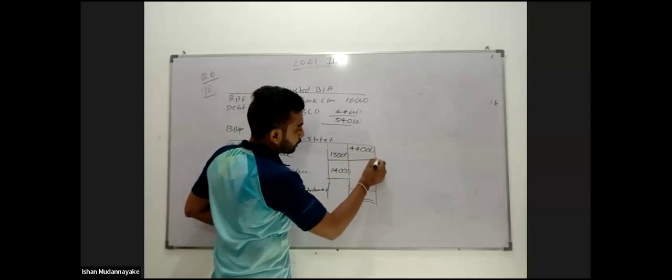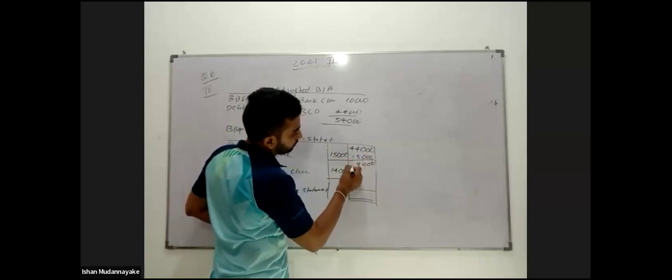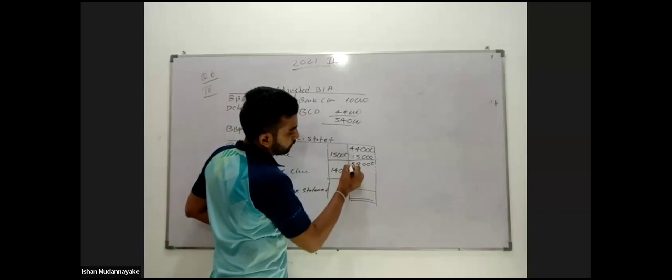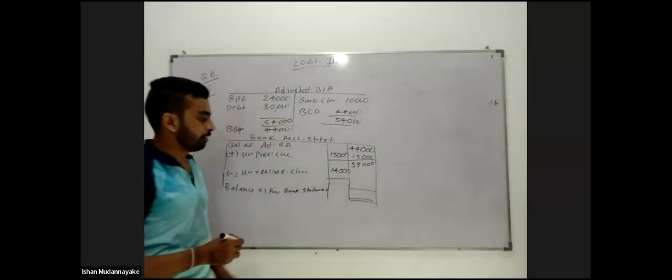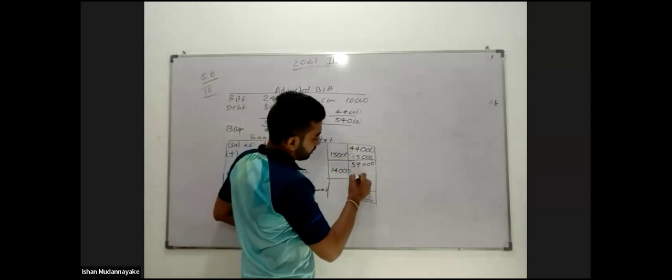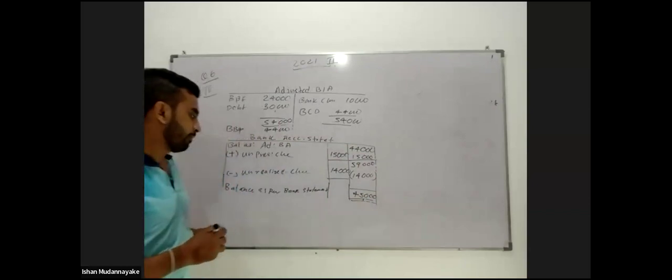Now 50,000 plus, which gives 94,000. And then 40,000 minus. Balance as per bank statement, 45,000.